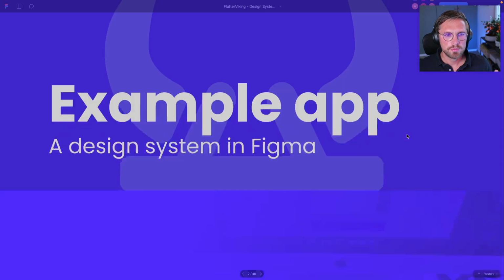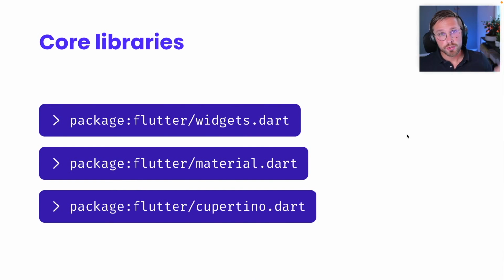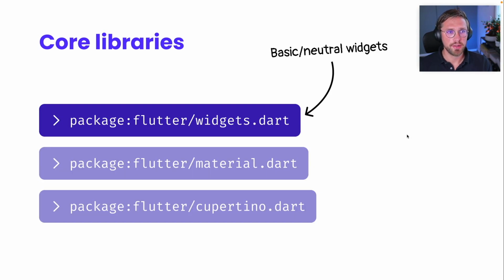So how could we implement it with Flutter now? You may guess multiple things. In Flutter, we have three main libraries to implement our apps. We have the Widgets library, which is in fact just the most basic widgets, and they are generally neutral and not too tied to a visual experience.